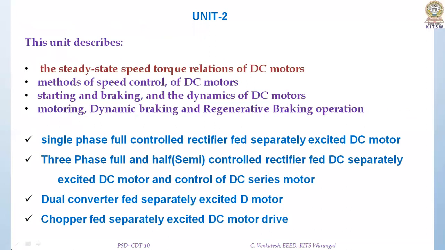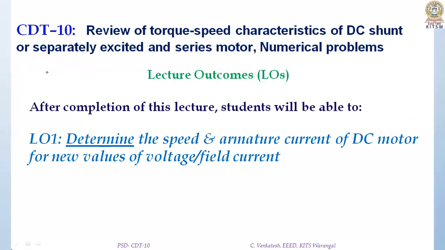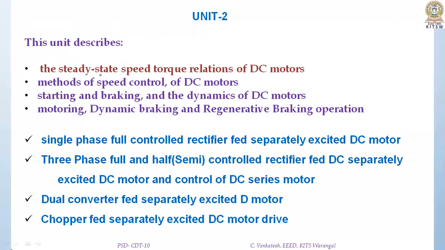Now coming to the second unit, in this unit we will discuss the steady state speed torque relations of DC motors. Then we'll see methods of speed control of DC motors, then starting and braking and the dynamics of DC motors, motoring, dynamic braking, regenerative braking. So that means steady state operations, then speed control, then transient and dynamic operations, and motoring, braking, and regenerative braking.